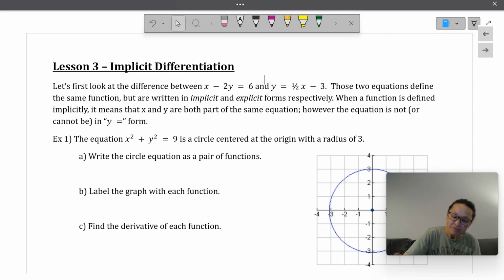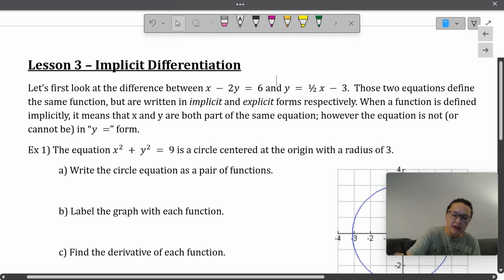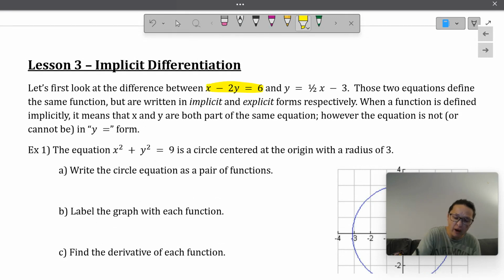So implicit differentiation is basically for when you have x and y together rather than something in y equals form. Okay, and we can take derivatives of those things, we can find their slope, we can find tangent lines, all the things that we've been doing, but we need to change up how we do it a little bit.